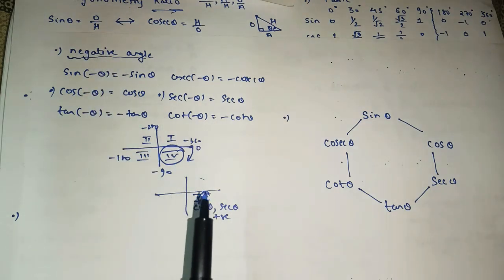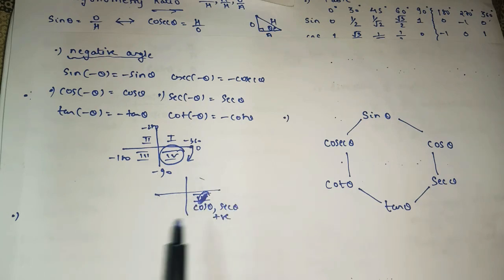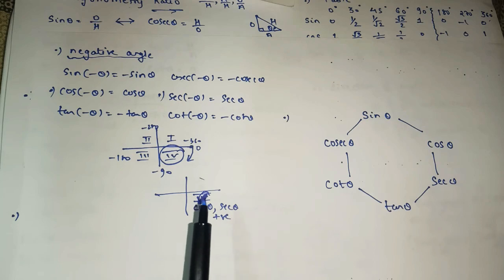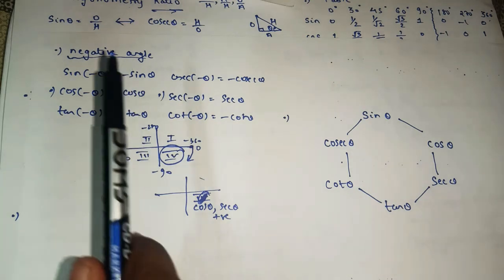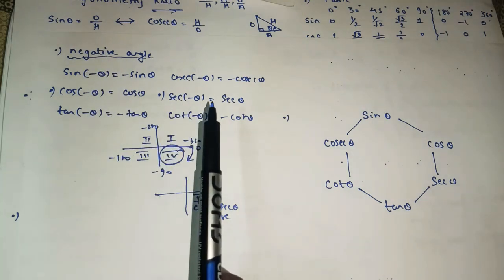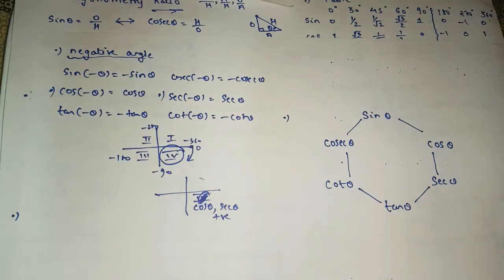We know that whether it moves in the anti-clockwise or clockwise direction, the quadrant is fixed. For negative angles this will be our first quadrant, but the quadrant is fixed. In the fourth quadrant cos and sec are positive and the rest are negative. Because of this the cos and sec answers are positive and the remaining answers are negative. I hope you all understood this concept also.